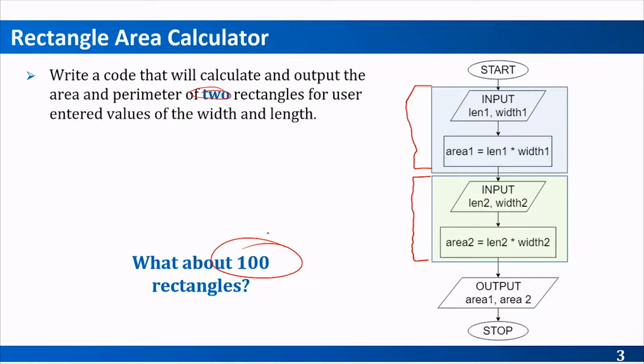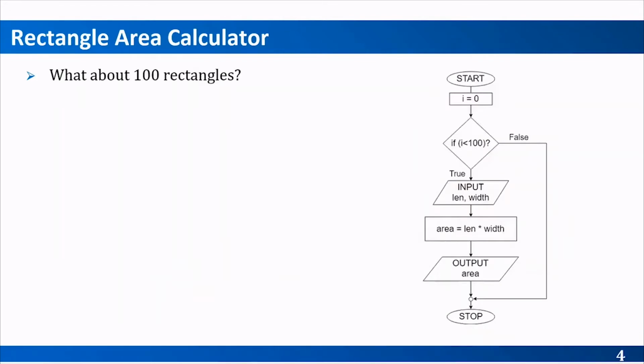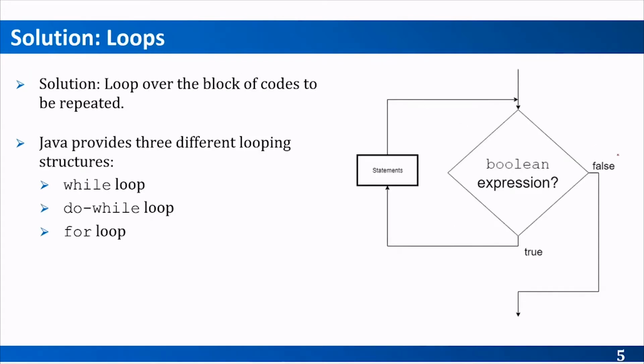So the solution is that we need some new structure that we never had before, which will allow us to go back and repeat the same process multiple times. Instead of going sequentially and repeating the whole process 100 times, we write the code for one time, and then we would like some kind of a structure that will take us back and allow us to repeat that part again. That is what we call a loop, something to loop over a piece of code.